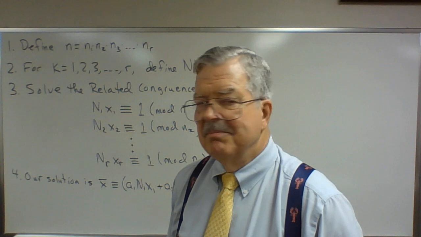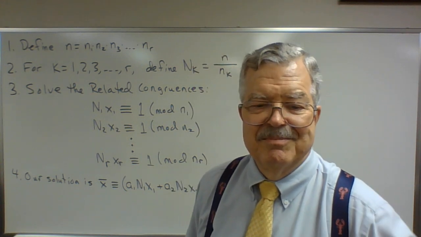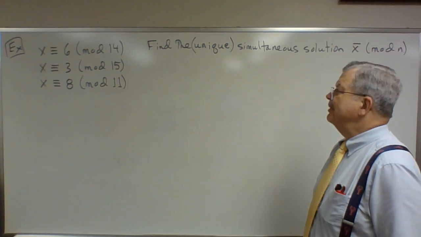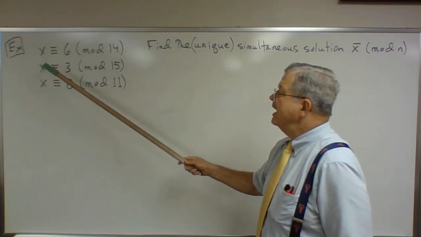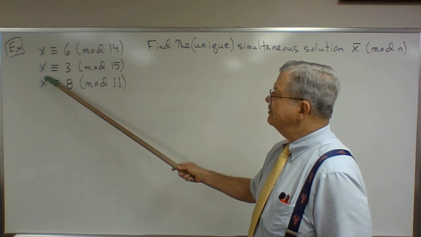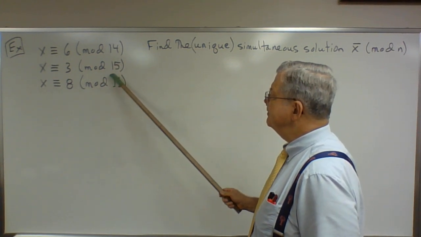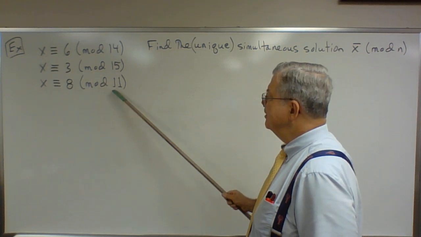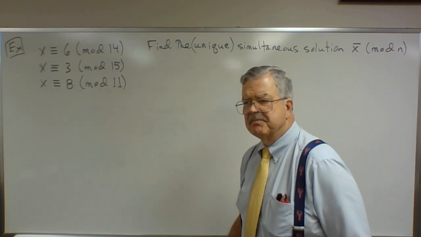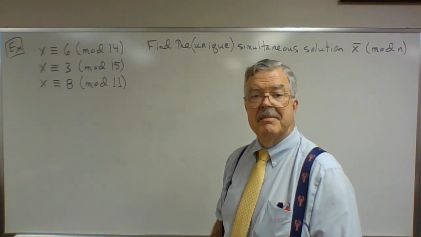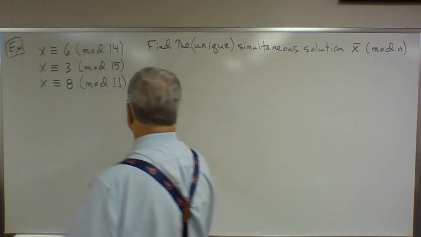Well, let's try an example or two. Let's try this one on for size. x is congruent to 6 mod 14. x is congruent to 3 mod 15. x is congruent to 8 mod 11. Okay. And let's identify some of the main characters here.